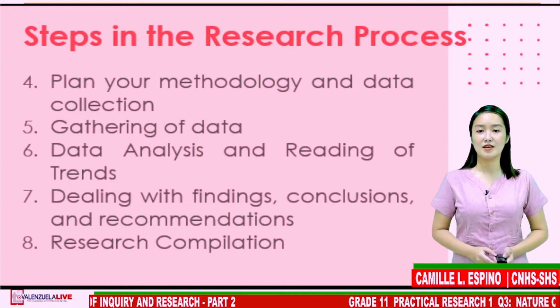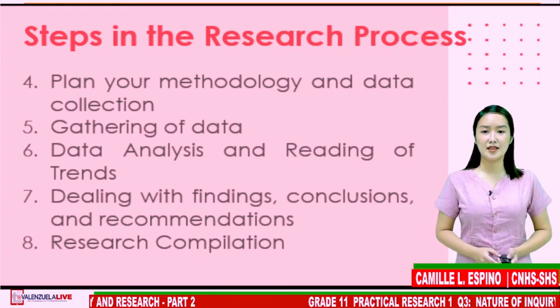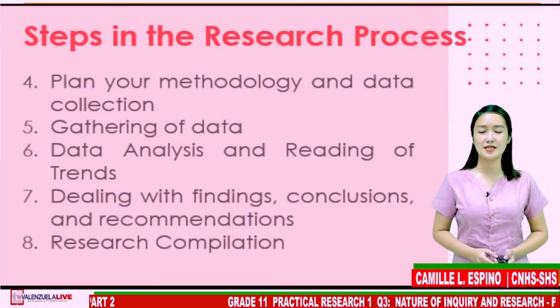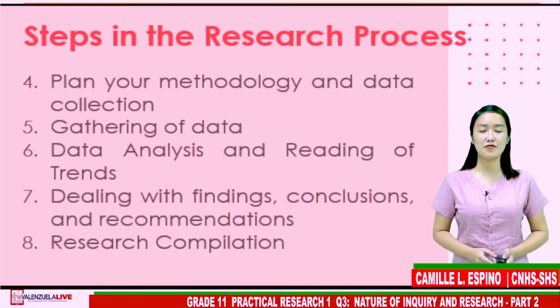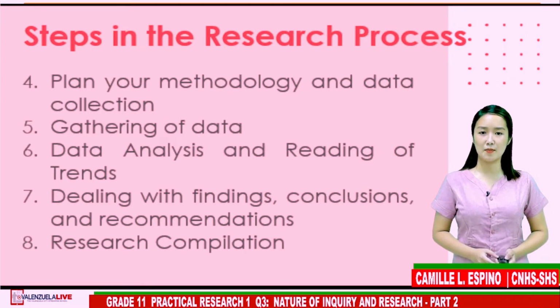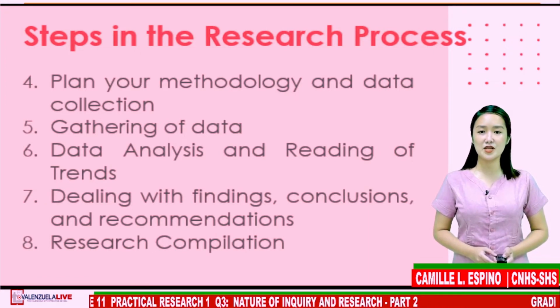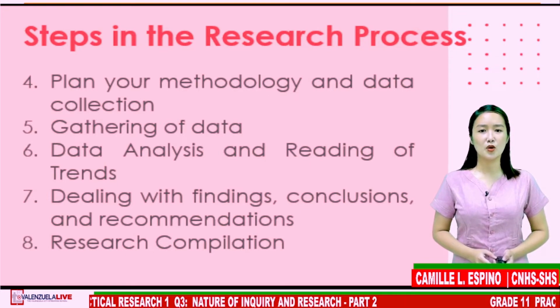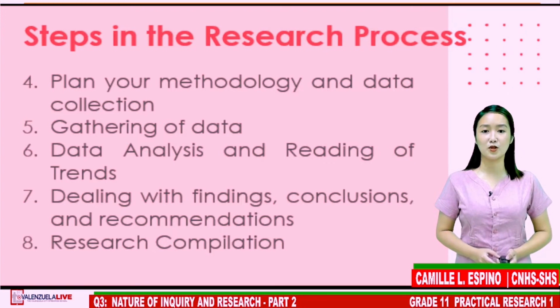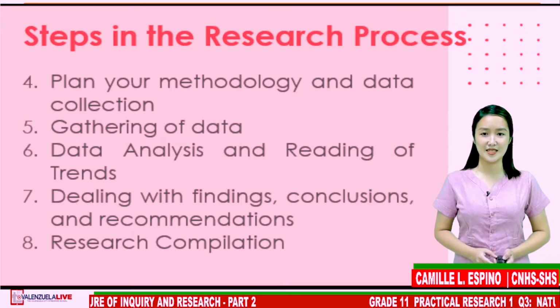Number 5 is gathering of data. Number 6 is data analysis and reading of trends. Number 7 is dealing with findings, conclusions, and recommendations. And the last step in the research process is research compilation. So you need to follow those steps in research for you to be able to conduct your research correctly.